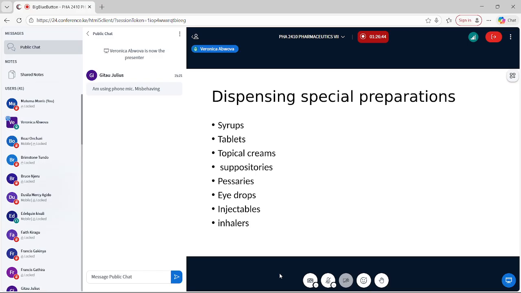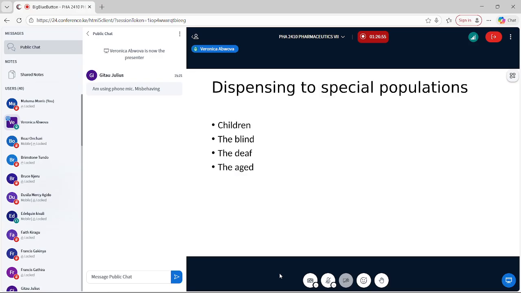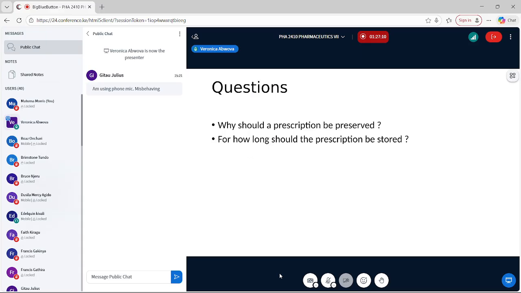Eye drops, how do you write the instructions? And how do you instruct the patient? Injectables, how do you handle that? Inhalers, how do you handle that? Okay. Of course, we've already alluded to this. How do you dispense to children? How do you dispense to the blind, the deaf, the aged? How do you dispense to someone who is mentally challenged? These are aspects that you need to consider.